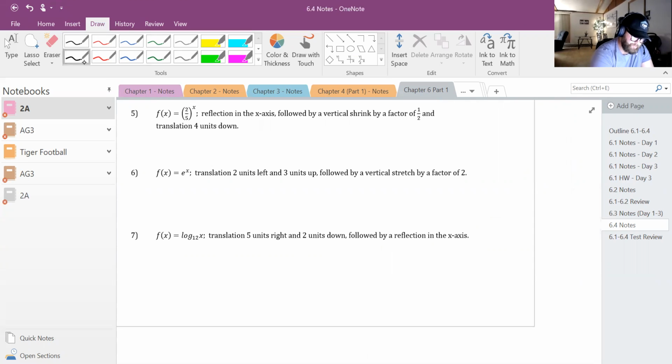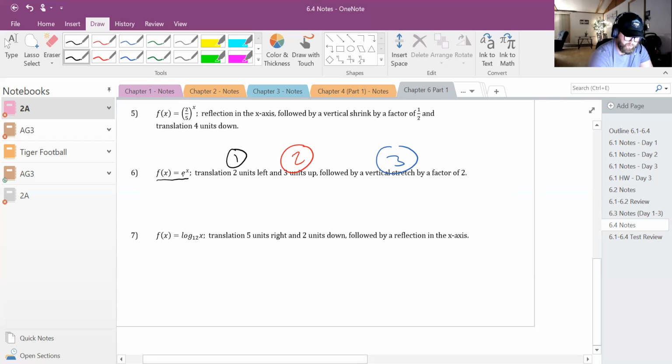Okay, so let me use pretty colors so we don't get messed up. Here's 1, 2, 3. 3 steps. Okay, first step, translation 2 units left. Okay, so this is my f of x. I'm going 2 units left. What do I need to put in the exponent? +2 or -2 if I'm going left? +2, right? Opposite of our brain thinks. Okay, so it's first one done. Next, we have going 3 units up. So remember, it's going to be outside.